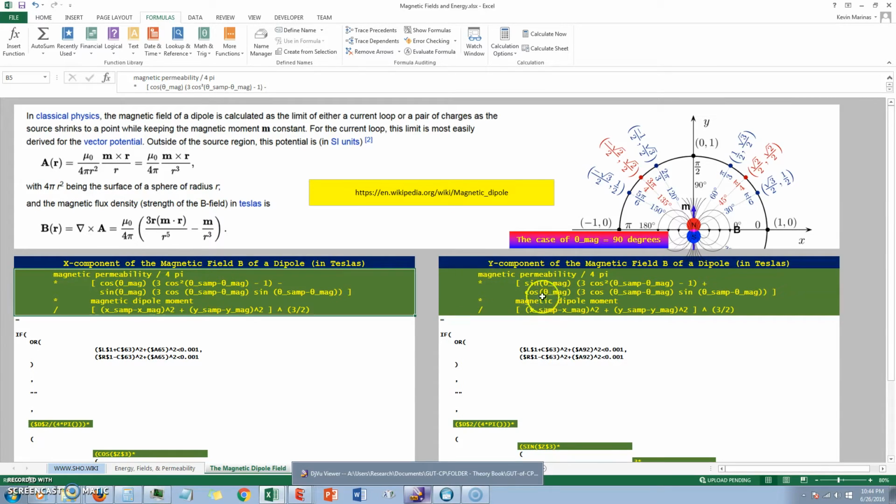So, for example, that would be the y component, and if theta mag equals 90 degrees, this one would be equal to 1. This would be equal to 0, so it would be all based upon this. Now, if the sample is being measured at, let's say, here or here, then the cosine will be at an extreme.